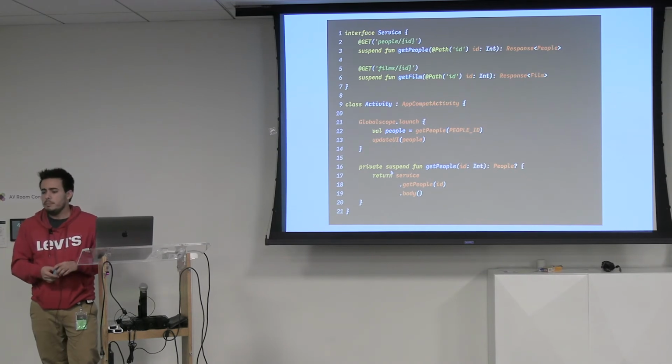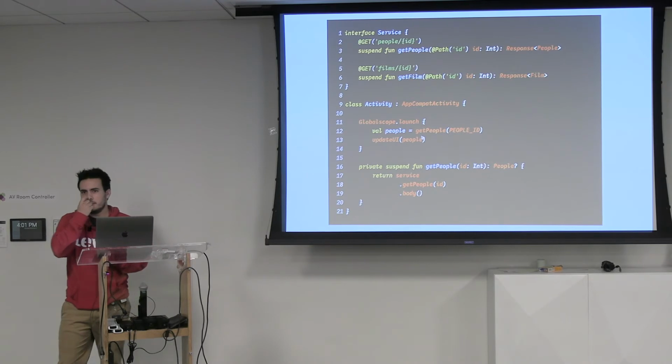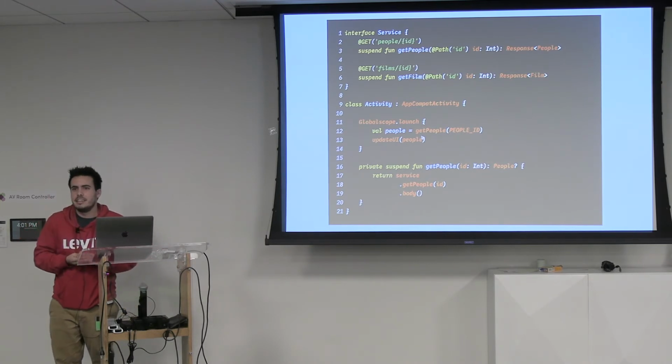So the problem here is that with this GlobalScope.launch, all the code inside this launch is going to run in the thread that the default dispatcher selects. So do you have an idea why it's going to crash again? You were scratching your nose? Or? It's going to update the UI.